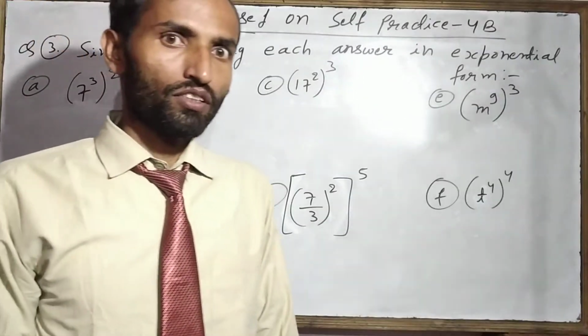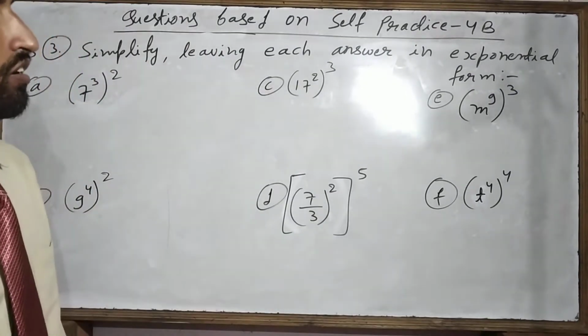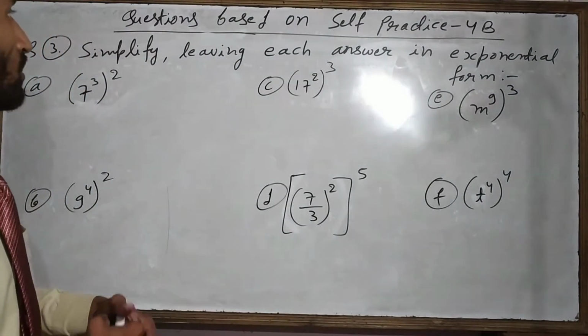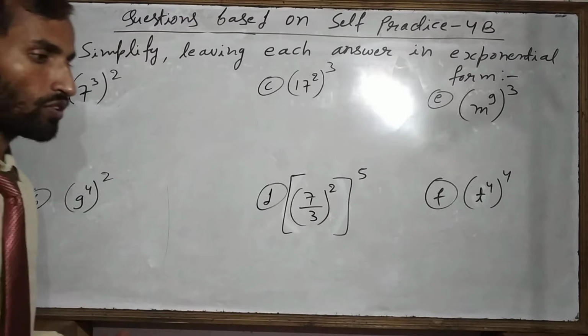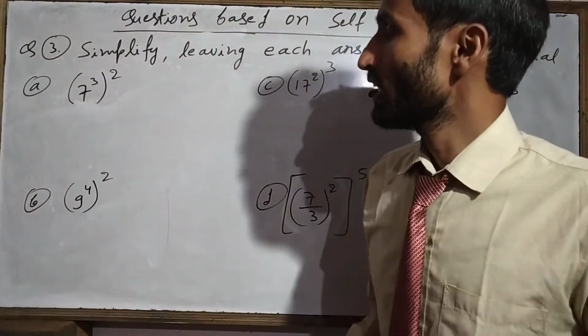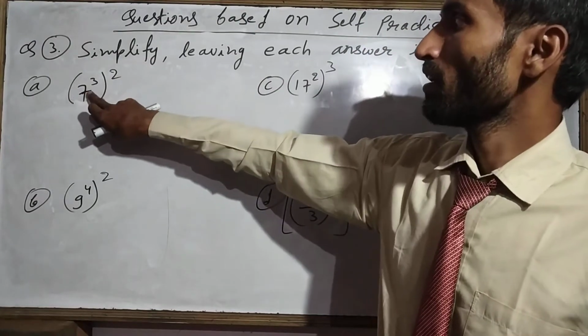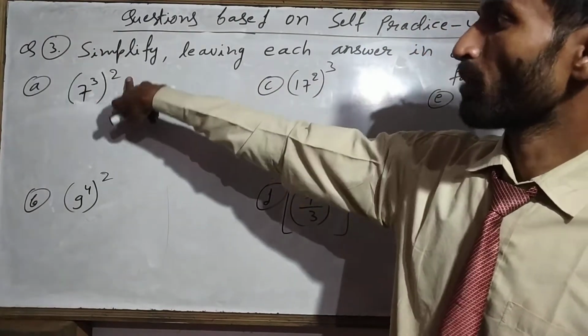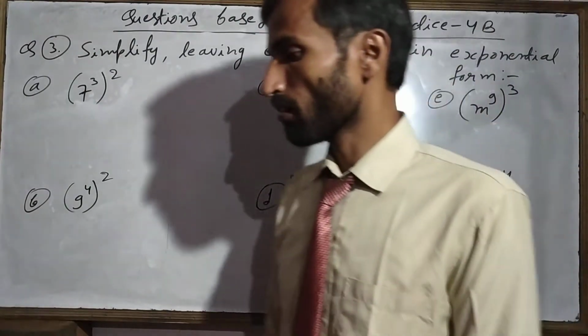Previously I have explained question number 2. Now this is question number 3. In this we have to use some other concept, some other formula. Here you see power is already there and one more power is there, means two powers are there.